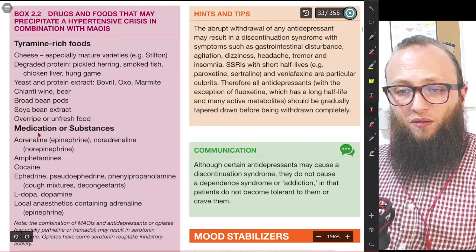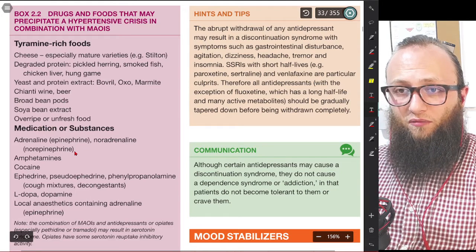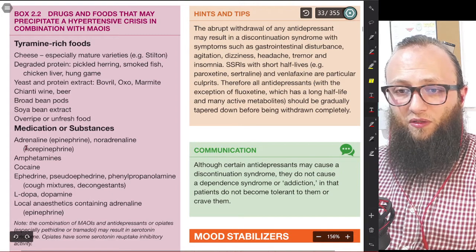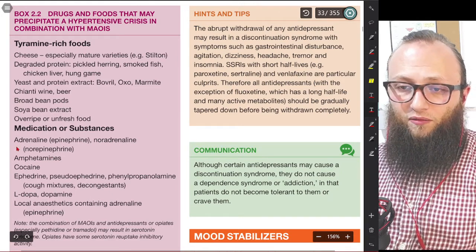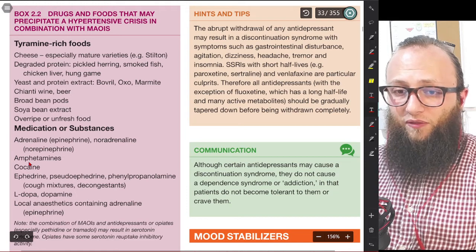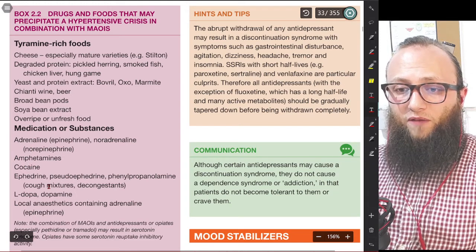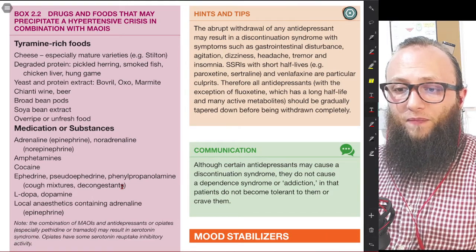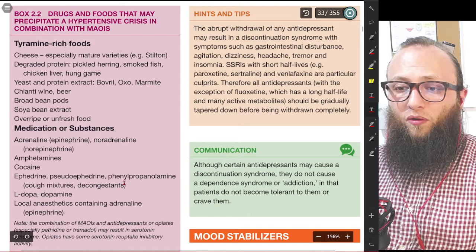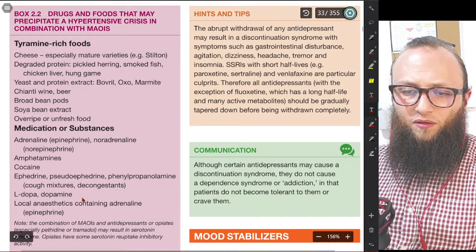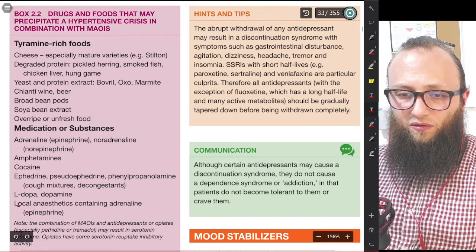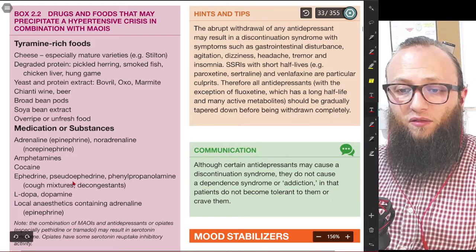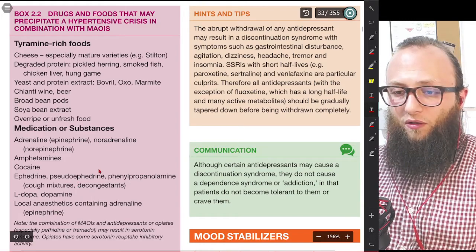We have some medications or substances that may cause the same hypertensive crisis in patients who use MAO inhibitors, like adrenaline, epinephrine or noradrenaline themselves, amphetamines, cocaine, ephedrine, pseudoephedrine, phenylpropanolamine. These are in some cough mixtures and decongestants. L-dopa, dopamine, local anesthetics containing adrenaline, anything that would increase adrenaline in general.